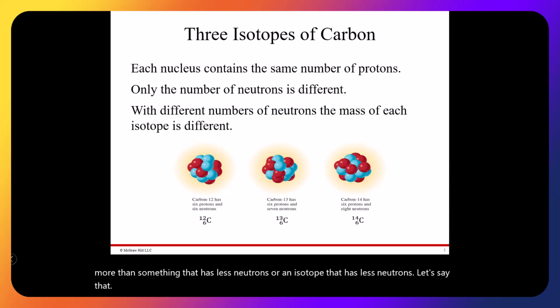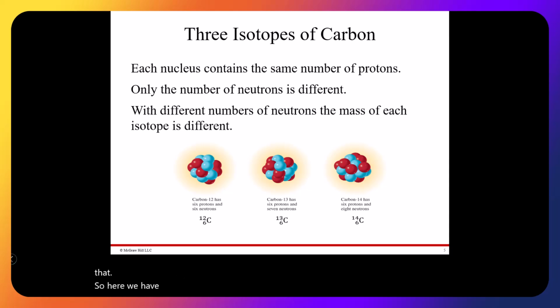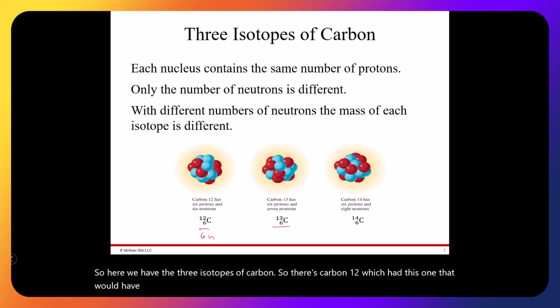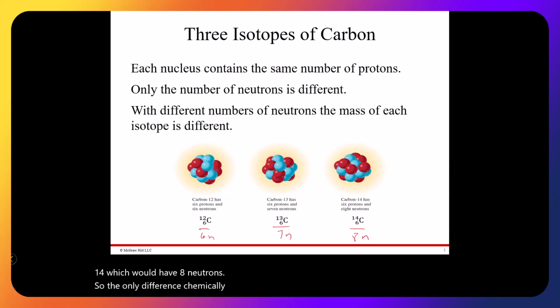So here we have the 3 isotopes of carbon. There's carbon 12, which would have 6 neutrons. There's carbon 13, which would have 7 neutrons. And there's carbon 14, which would have 8 neutrons. So chemically, you cannot tell the difference between these.